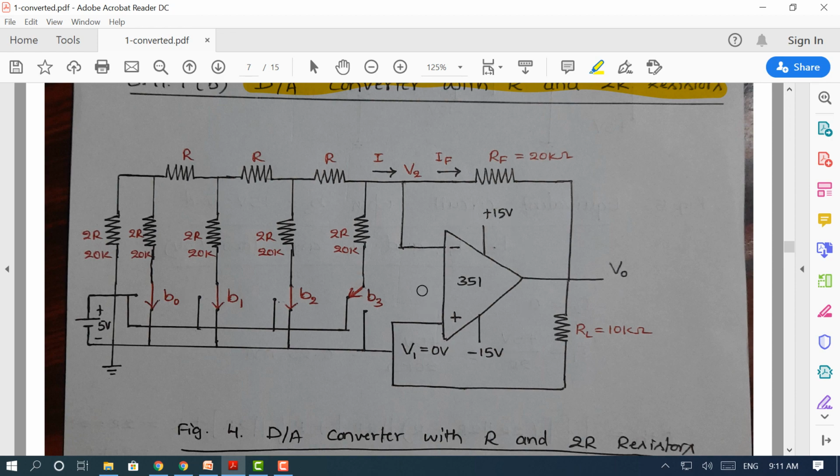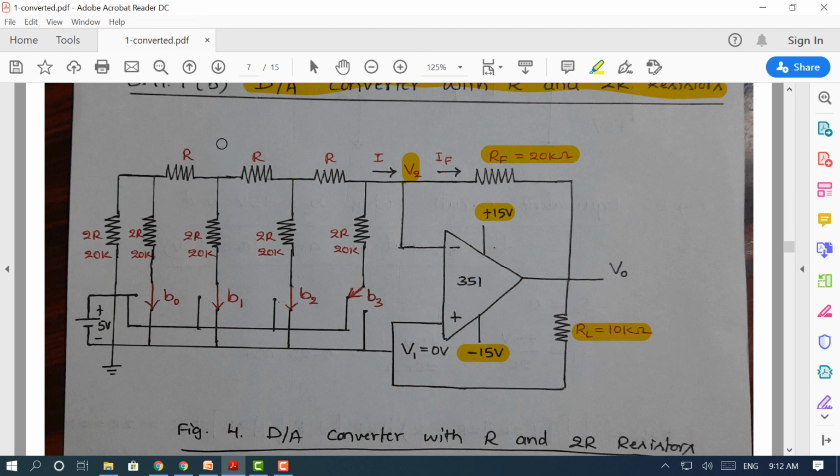The op-amp is used in the inverting mode, where we apply the input signal to the inverting terminal. The non-inverting terminal is grounded here. The power supply of the op-amp is plus VCC equals plus 15, minus VCC is minus 15. Since the non-inverting terminal is physically grounded, the inverting terminal will be at virtual ground. Here we use a feedback resistor value of 20 kilo ohm, and there is an optional load resistor. When we want to measure the output voltage, we can use a load resistor value of 10 kilo ohm.